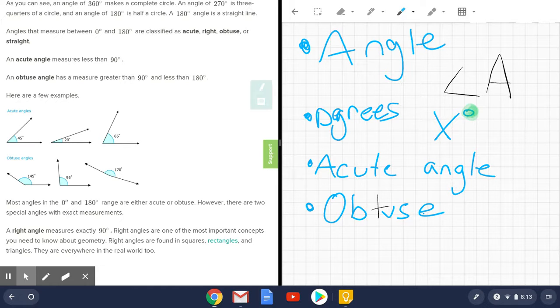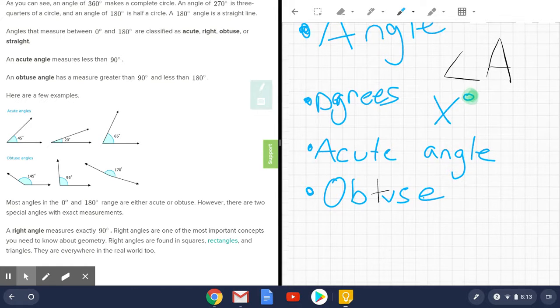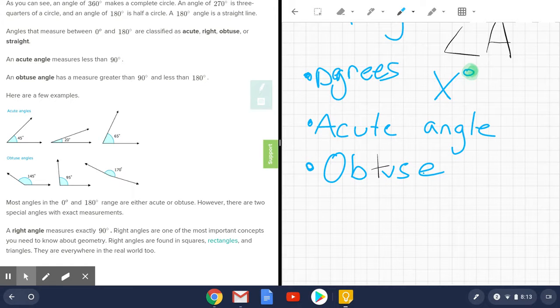Most angles in the 0 to 180 degree range are either acute or obtuse. However, there are two special angles with exact measurements. So that brings us to our next couple points here, my friends. We have right angles.